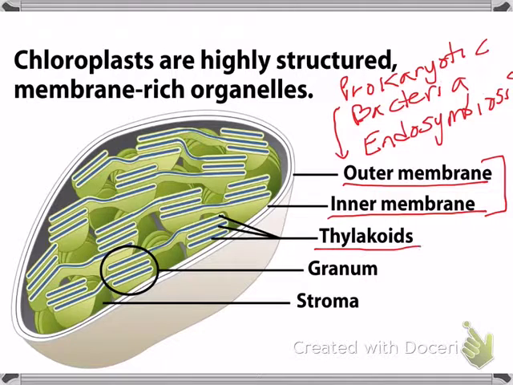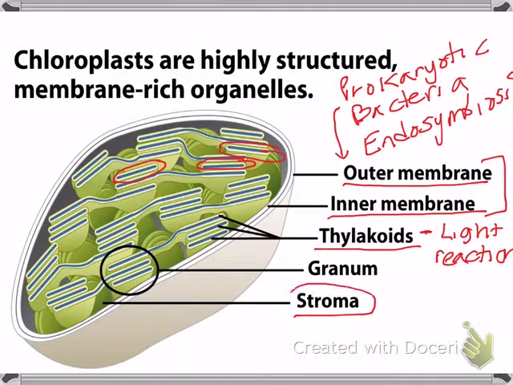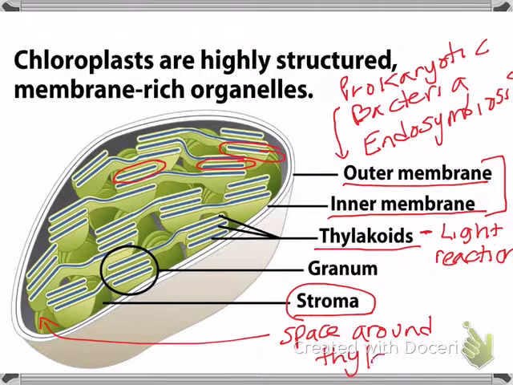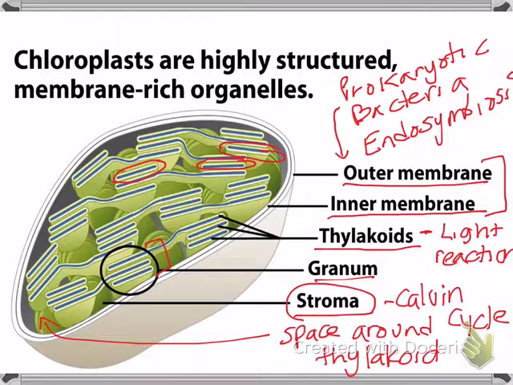It has thylakoids. The thylakoids are these individual stacks. So each of these stacks, which sometimes are referred to as pancakes, is called a thylakoid. This is where the light reaction happens. And the thylakoid also has the stroma. The stroma is the space around the thylakoids, and this is where the Calvin cycle happens, which is the second step of photosynthesis. A granum just refers to a stack of thylakoids.